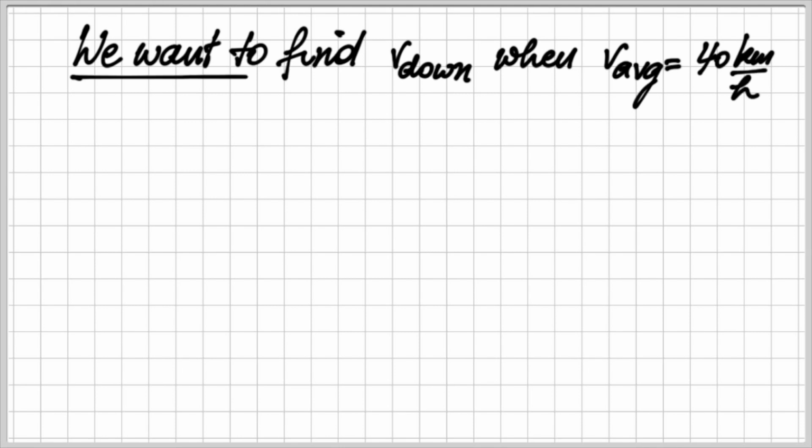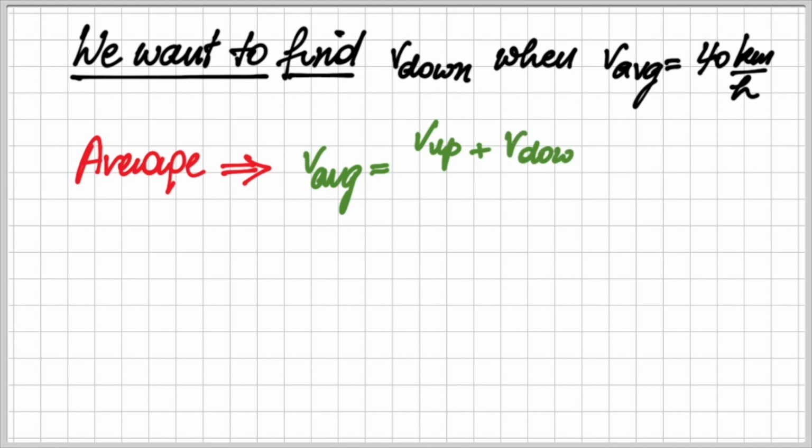Now, what most people start with is they say, well, we want to find the average velocity, 40 kilometers per hour, and we have to start from this. They start from the average speed up and down, and based on that, they calculate the speed that we have to go downhill. We can say that the average is the speed up plus the speed down divided by 2. And that's where we start with a quick calculation.